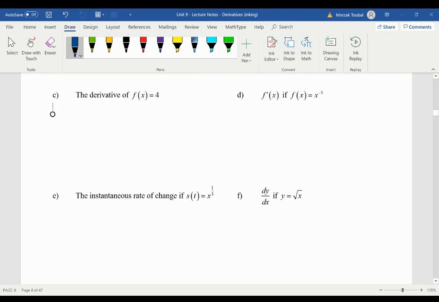Let's look at example C. The derivative of f of x equals 4. So write f prime of x equals the derivative of 4. Now, there are two different ways we can do this. First idea is this. 4 can be written as 4 times x to the 0. Right? So if that's the case, let me change something here, then it would be the derivative of 4 times x to the 0.